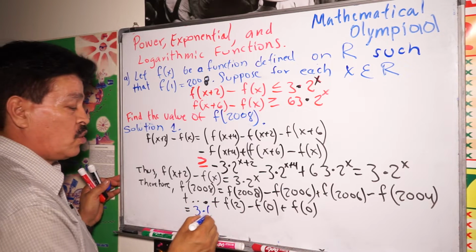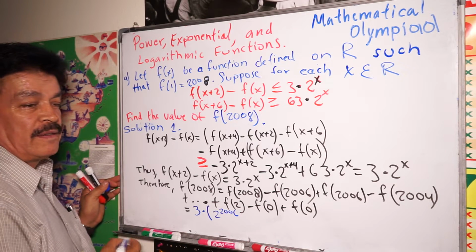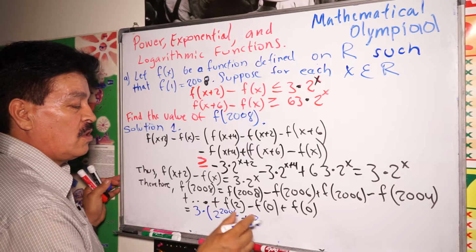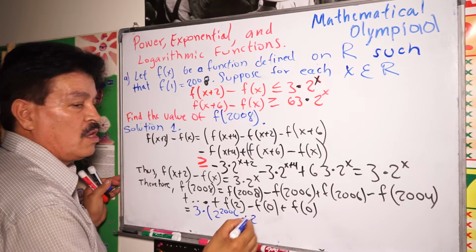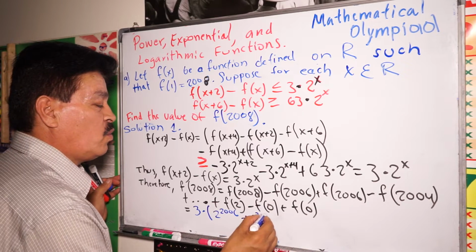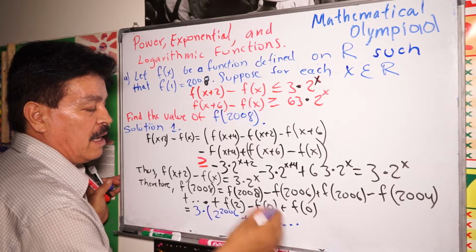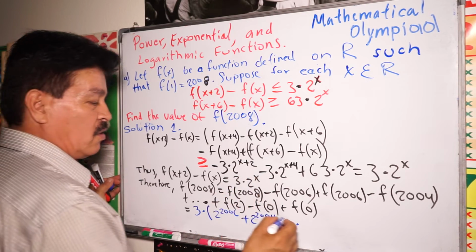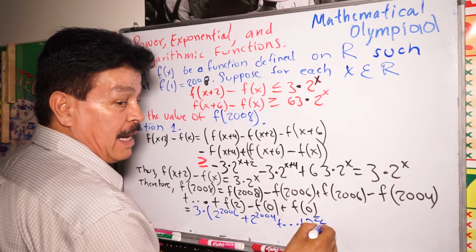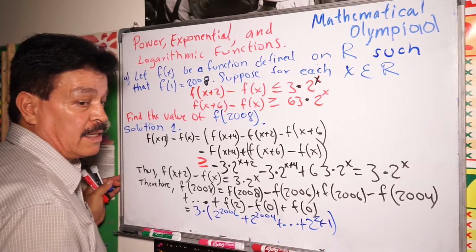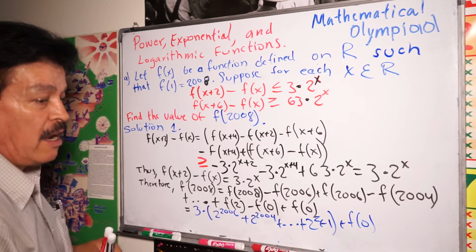3 times 2 to the 2006 power plus 2 to the 2004 power plus something, I mean, continuing like that, so plus 2 plus 1, plus f(0). So now we have the answer.